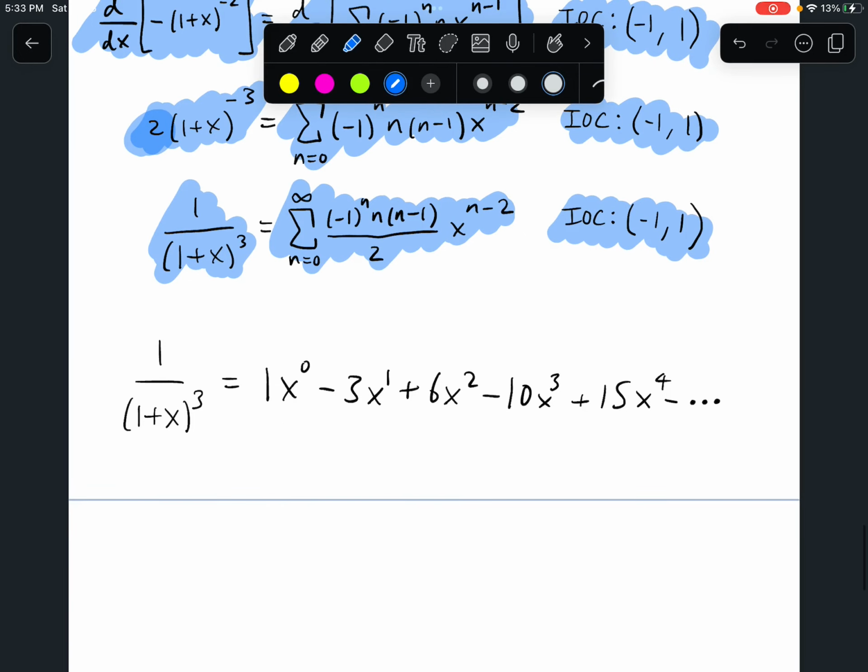Now let's take a look here. Now this series right over here, we can actually start writing out some of the terms. So this expression, when we write out the terms, we get 1, 3, 6, 10, 15, and etc. So this is pretty interesting. Let's see how we can make use of this.